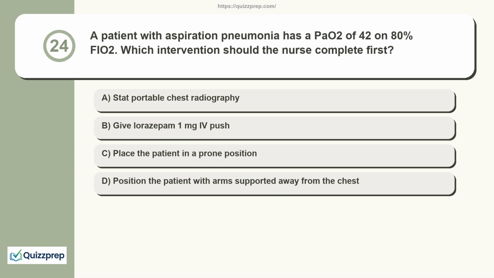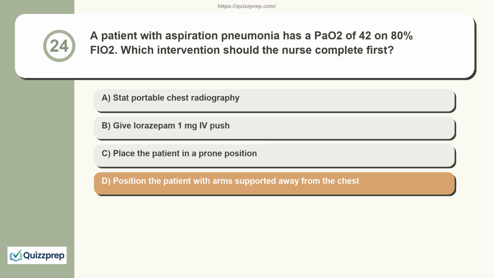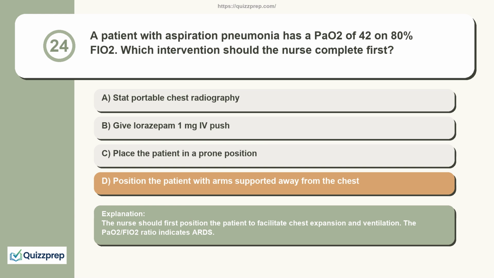Question 24. A patient with aspiration pneumonia has a PaO2 of 42 on 80% FiO2. Which intervention should the nurse complete first? Stat portable chest radiography. Give lorazepam 1 mg IV push. Place the patient in a prone position. Position the patient with arms supported away from the chest. The nurse should first position the patient to facilitate chest expansion and ventilation. The PaO2/FiO2 ratio indicates ARDS.